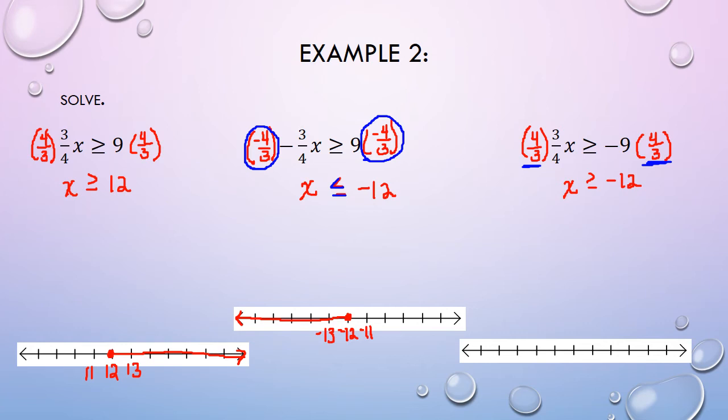So this -9 means nothing about flipping the inequality sign. So we're going to put our -12 down there. To the right is -11, to the left is -13. This gets a closed circle, and because it's greater than or equal to, we shade to the right.